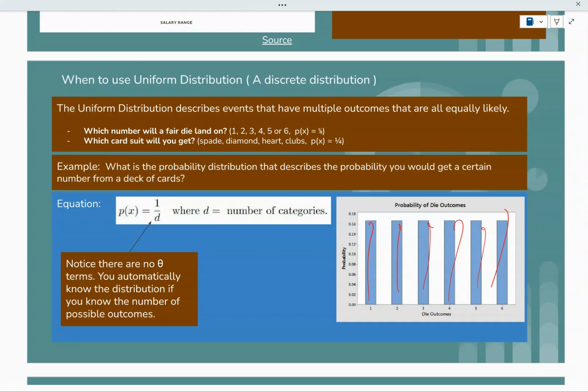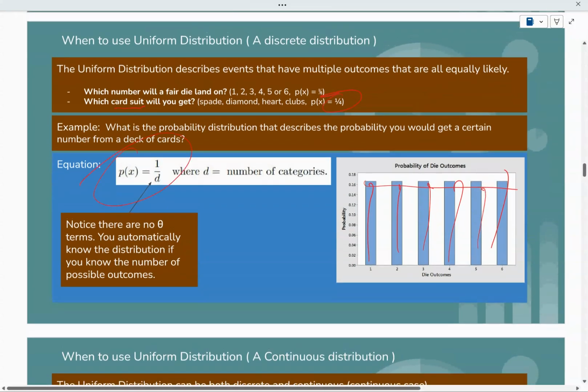However, because the probability is the same, P of X is simply 1 over D, where D is the number of categories. So if there are 6 categories for rolling a die, then the probability is 1 out of 6. Or which card suit would you get? It will be 1 out of 4. Okay. So in this particular case, as long as you know what the options are, 1 over D is your probability distribution.